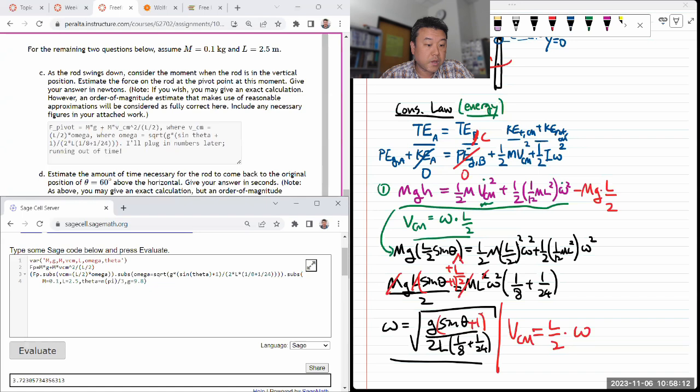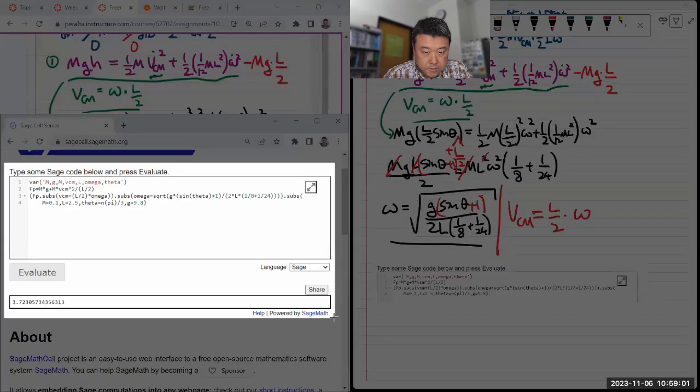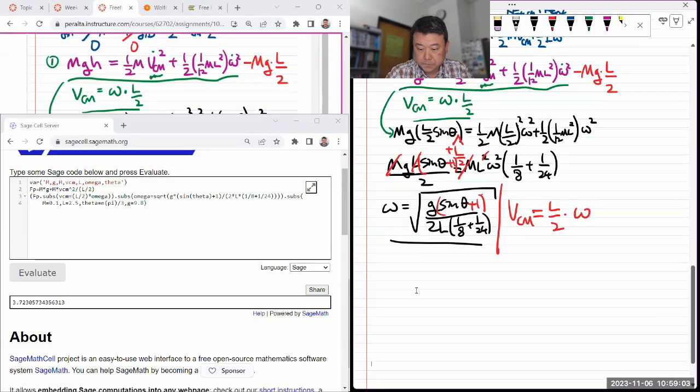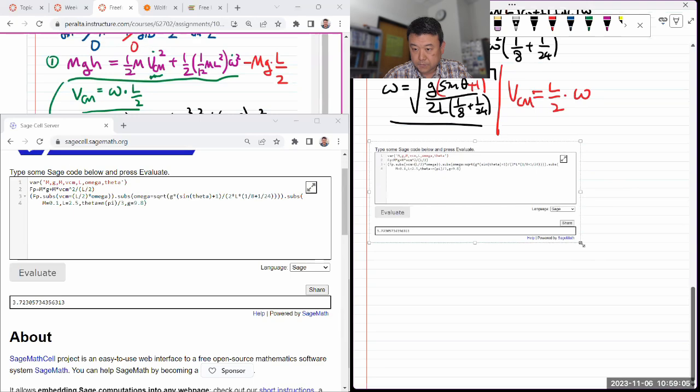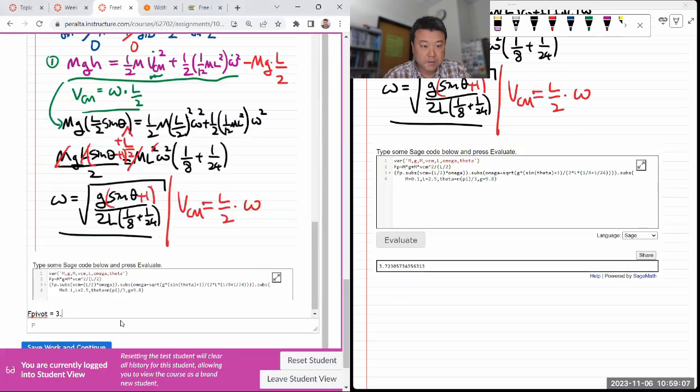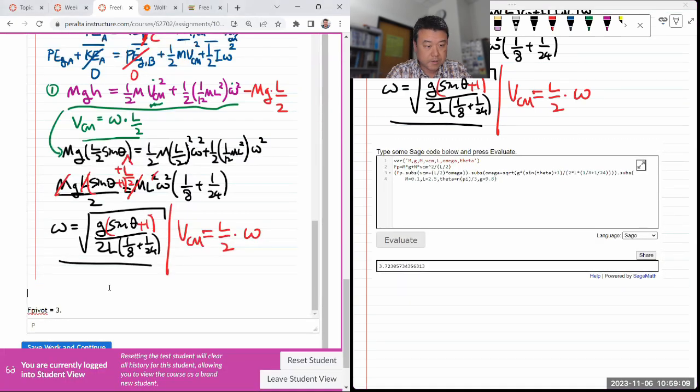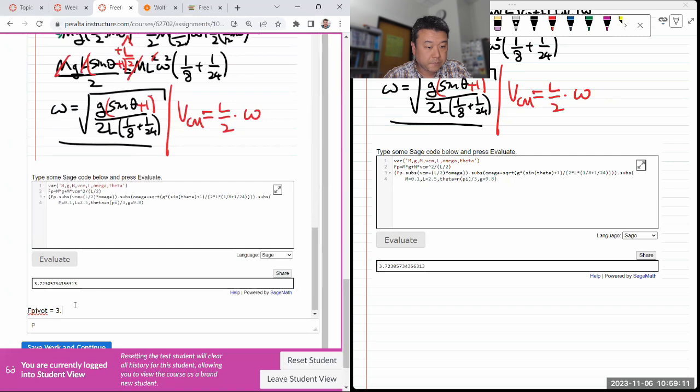Evaluate. So 3.723, that should be in newtons. Okay, so that's gonna be it, and replace that with that. So F pivot is 3.723 newtons, probably. We'll double check with the answer key.